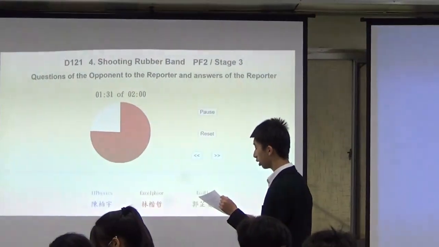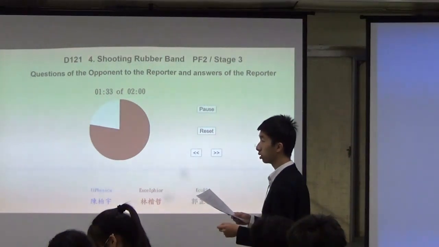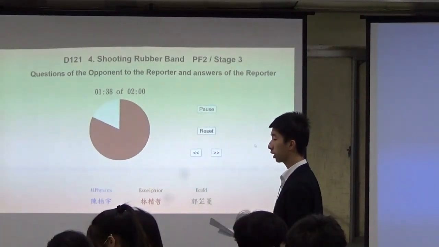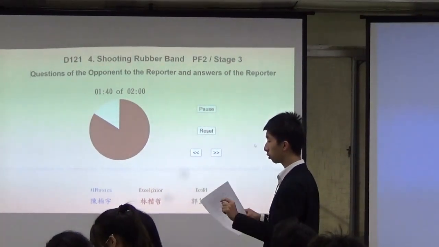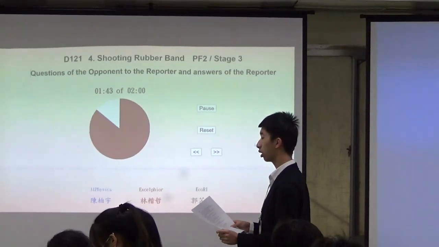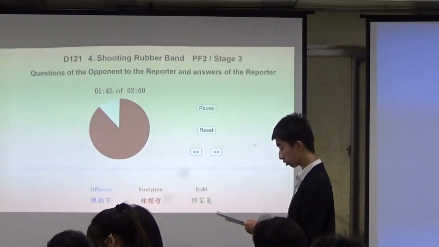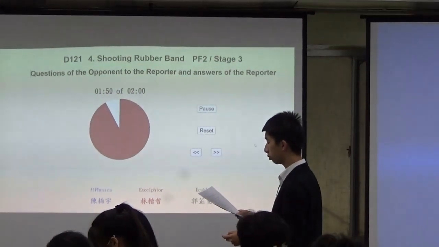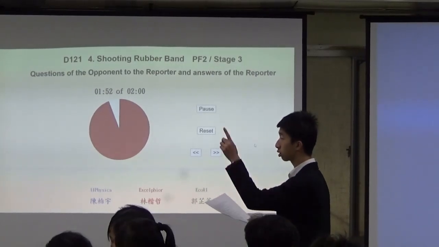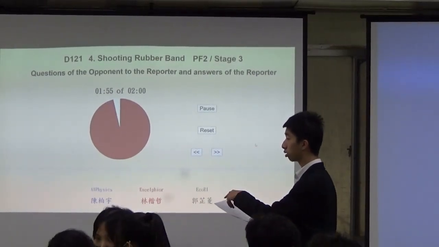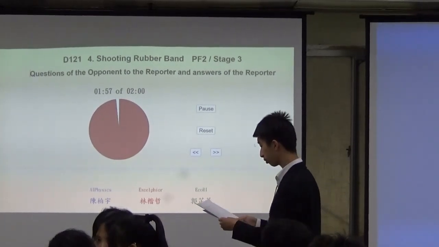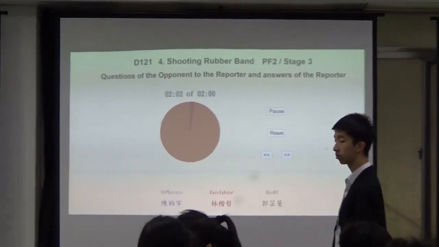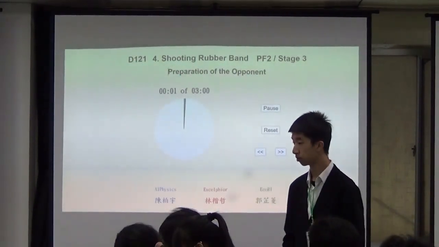Okay, thank you. Did you find the elastic boundary of the rubber band, which the rubber band can't reach anymore after the experiment? I did. Okay. After the rubber band is released, is it a projectile motion? I didn't know if it is. Preparation of the opponent.